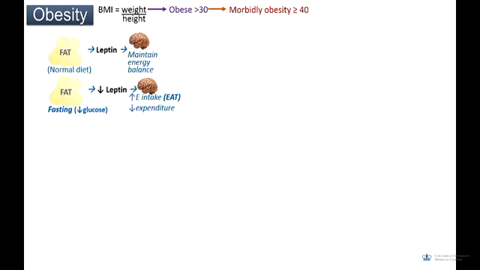So I'm just going to review what happens with leptin production. Leptin is normally produced by fat cells to maintain energy balance, but when you are fasting and you decrease your glucose, you decrease your leptin levels that go to your hypothalamus and tell your brain, I need to eat and increase my energy intake and decrease my expenditure.